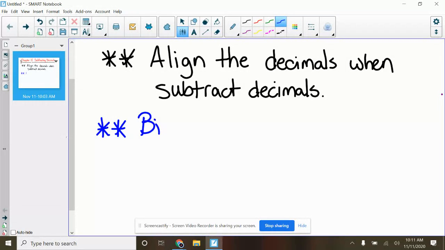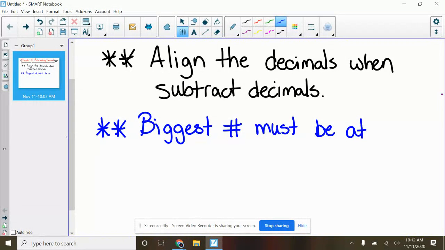Biggest number must be at the top. Good one, Rory. That's so important, and I wasn't even thinking about that.